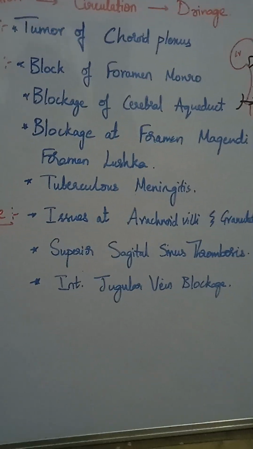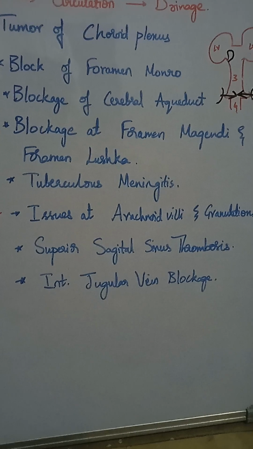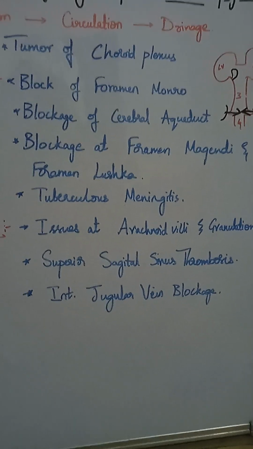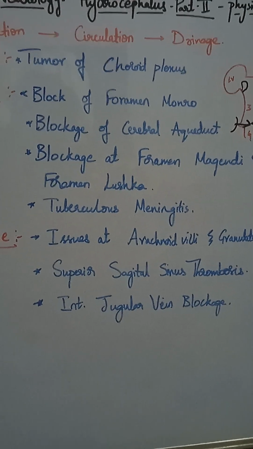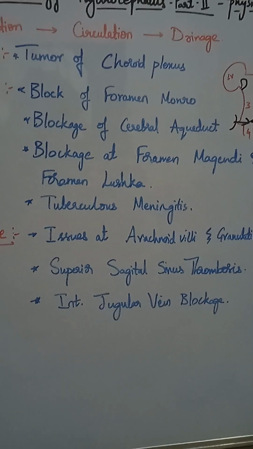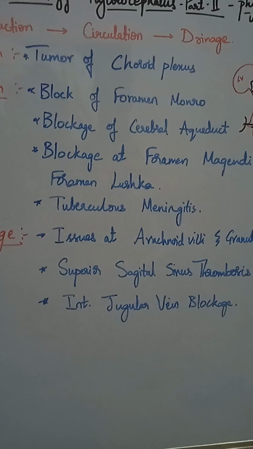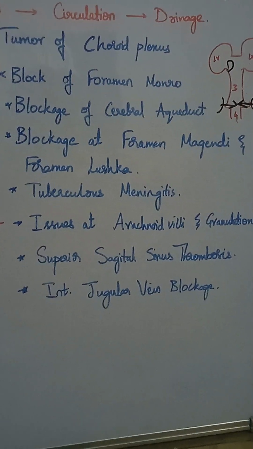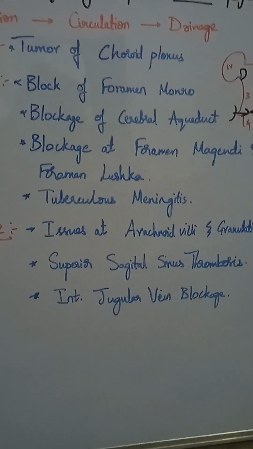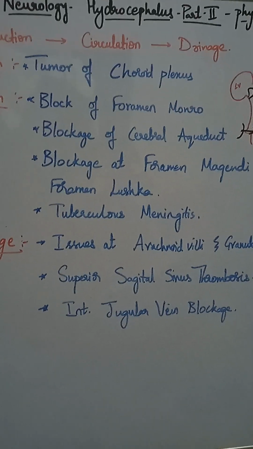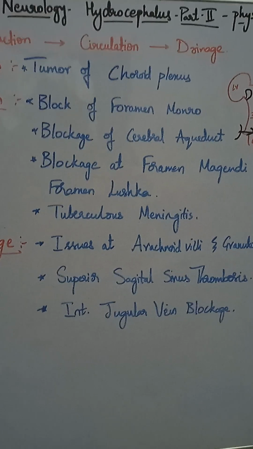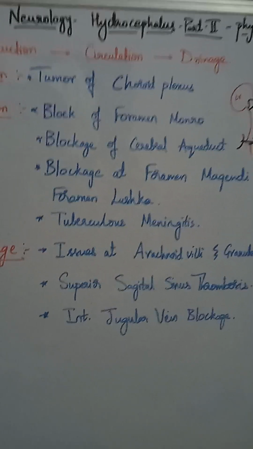And next one is superior sagittal sinus thrombosis. As I said before, a blood clot is formed in the blood. If the blood clot is formed, the superior sagittal sinus is blocked. And the last one is a very rare cause, which is internal jugular vein blockage. Internal jugular vein blockage is mainly because of tumors at the base of the cranial cavity, which causes hydrocephalus. So these are all the causes of hydrocephalus.